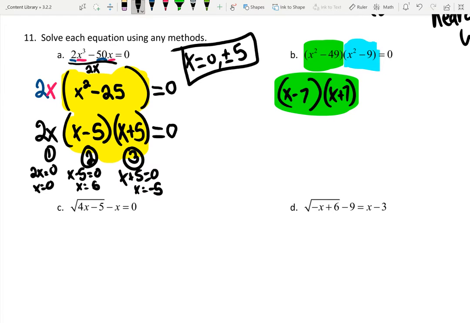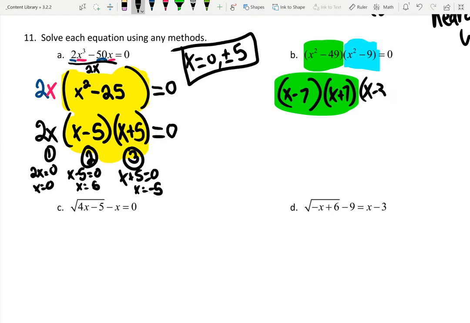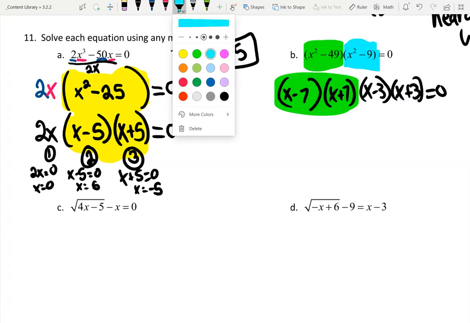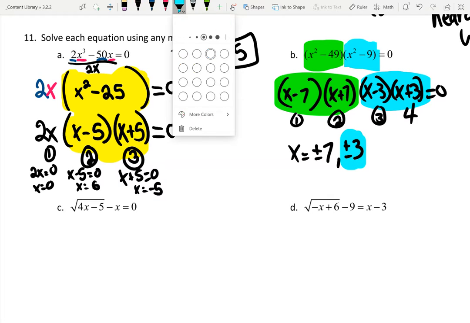Looking at x squared minus 9, that is going to factor out to be x minus 3, x plus 3 equals 0. So I rewrote this equation with an equivalent equation. Now this is going to give me the values. If I were to solve this, I can get 4 cases. And these 4 cases are going to be when x is equal to plus or minus 7 or plus or minus 3. And I get that from the appropriate colored region.